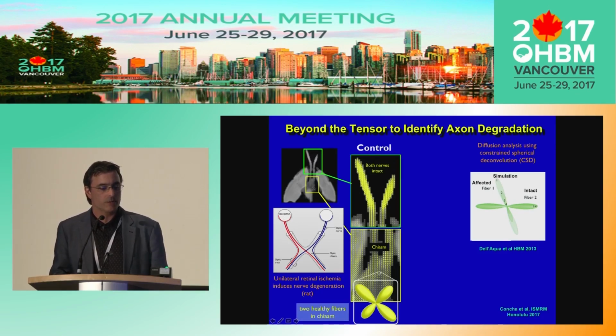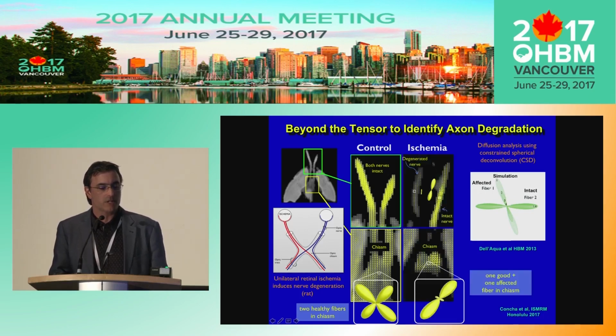What he did is some imaging with spherical deconvolution analysis, and in the control animals, both nerves are intact, and you see these nice two populations as expected. Then in an ischemic model, you start getting a degenerated nerve on this side, and the intact nerve is still fine. If you look at the optic chiasm, this one's fine, but the crossing fiber that's been degenerated is now affected. So you can pull out selective injury to one particular fiber bundle by using these more sophisticated methodologies.